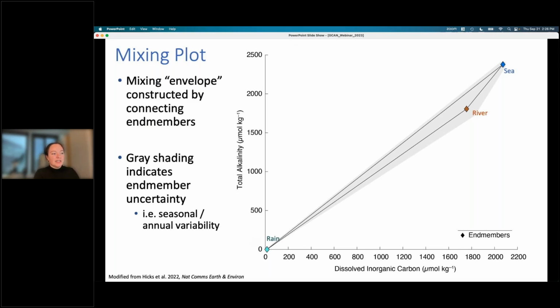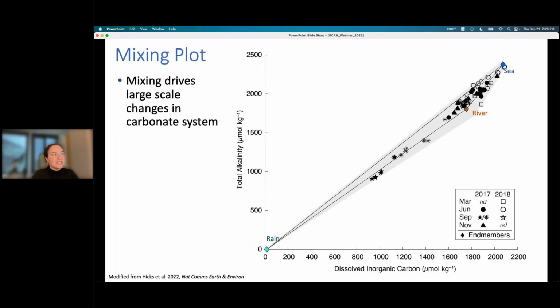Points that lie within the mixing envelope are potentially heavily influenced by physical mixing processes and changes in the contributions for each end member value. When we plot our Galveston Bay data in this system, we can see the majority of these points lie within that mixing envelope, indicating that large-scale changes in the carbonate system are driven by mixing processes, particularly in the changes between river and seawater contributions.